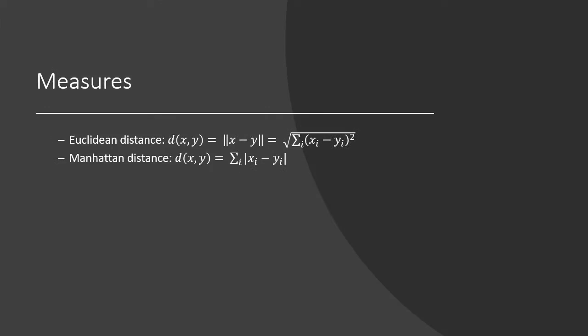Some measures we use to calculate distances between points: the most common one is Euclidean distance, which is the square root of the sum of the squared differences of the data points, and the Manhattan distance, which is the sum of the absolute values of the differences.